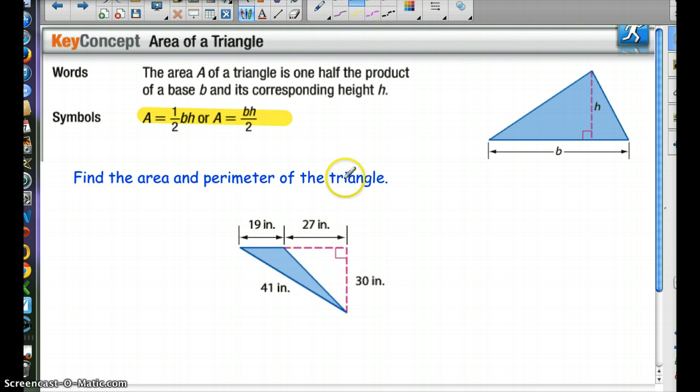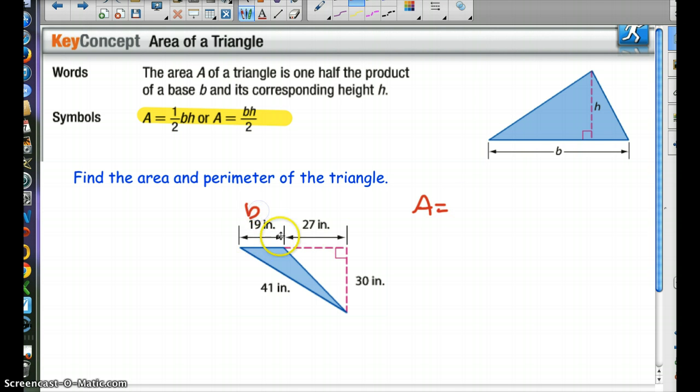So if you notice, we have a height because we have the altitude here. The height of this triangle is 30 inches, and we had to extend the base a little bit. I'm going to find the area first, and I'll show you here in a little bit why I'm going to do that. It's going to be, remember, it's base times height divided by 2.